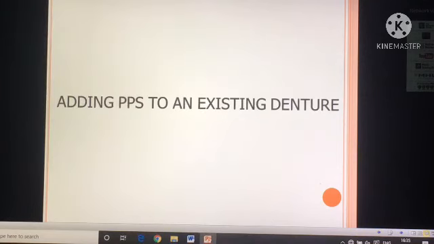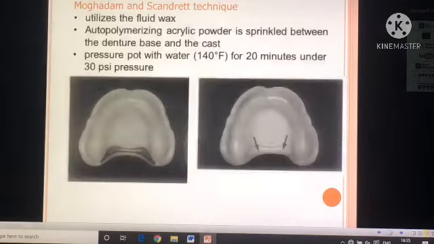Now coming to adding the posterior palatal seal to an existing denture. There are different techniques to add a posterior palatal seal to an existing denture. Prior to adding a posterior palatal seal, the practitioner should carefully evaluate the processes. The phonetic requirements and the aesthetic requirements should all be properly fulfilled, and it should also have proper occlusion. Once all the criteria are met and only the posterior palatal seal is lacking, then you can go on with this technique. Here I am discussing the Moghadam and Scrandet technique.